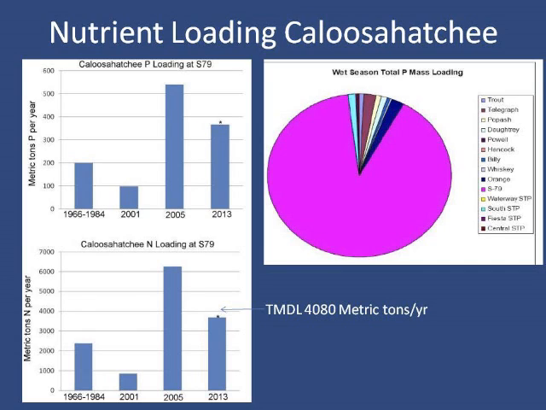The pink graph on the right shows the percentage of phosphorus loading that comes from upstream of S79. The others are tributaries like Trout Creek and Orange River that are west of S79. So most of the loading comes from upstream of S79.